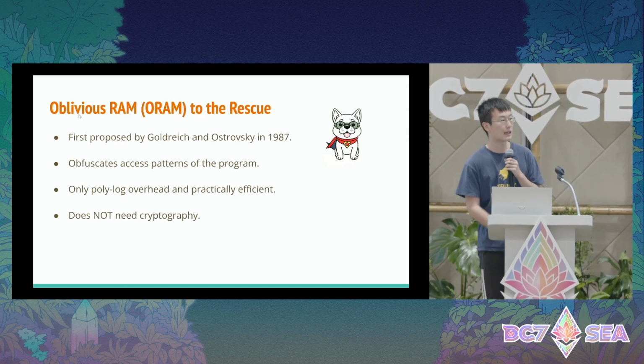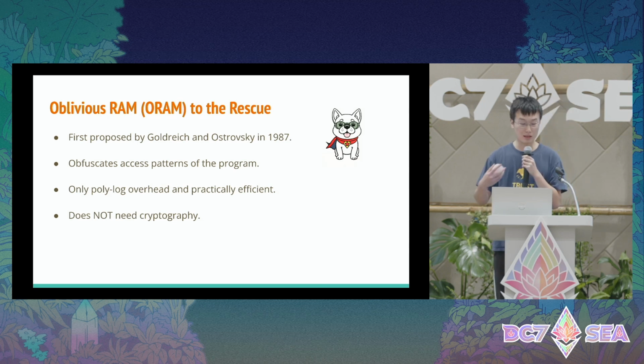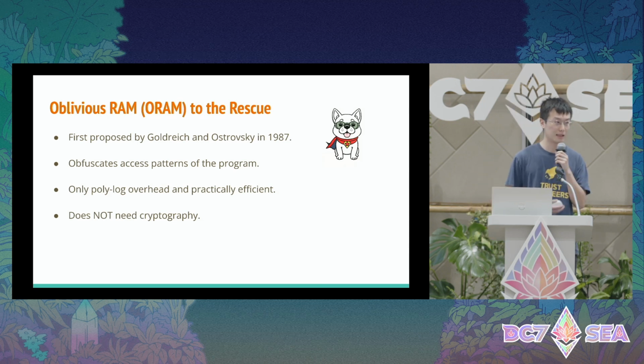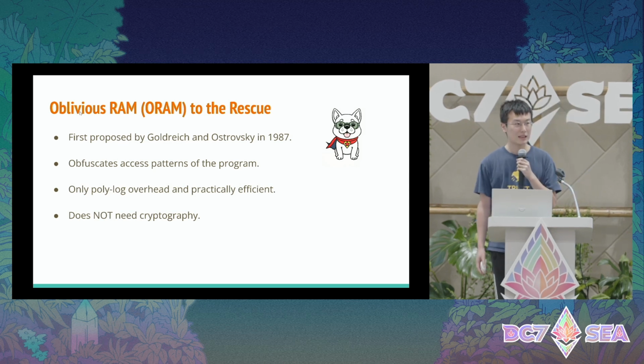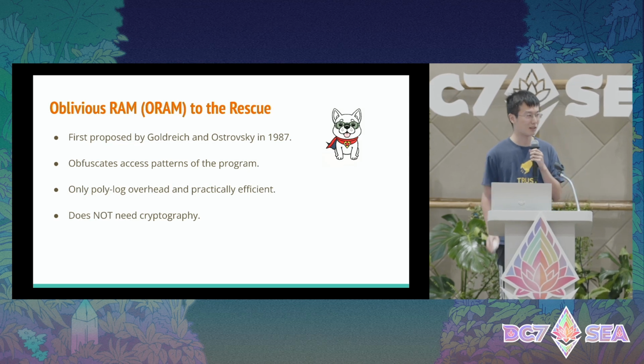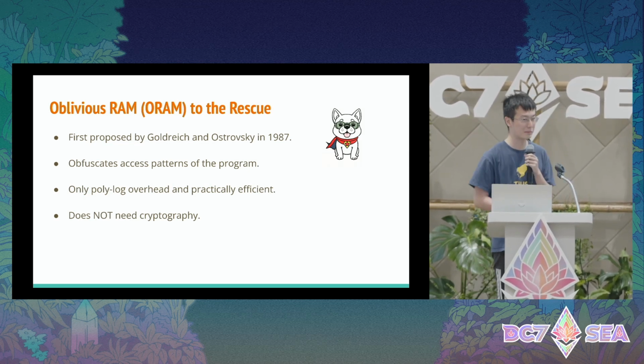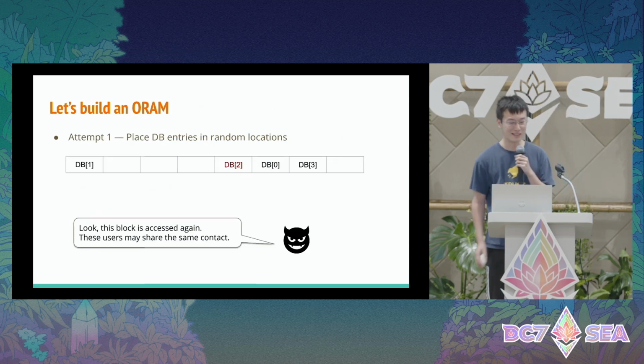Unlike I/O, in which we are satisfied with polynomial overhead, for ORAM we can achieve polylogarithmic overhead, and it is also practically efficient. For Signal, it reduced their operational cost from 500 servers to just 6 servers. And unlike what many people think, ORAM itself does not involve any cryptography. It is so simple that we can try to build an ORAM together in the next few minutes. Okay, let's build an ORAM.